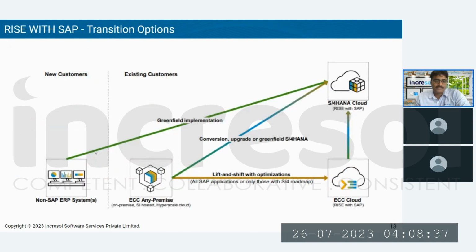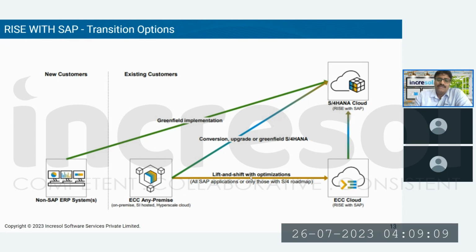So coming to RISE with SAP. What are the different options available? How can you go to the S/4HANA Cloud with the private cloud or the public cloud? If it is a non-SAP system, the only option is greenfield. In case of any on-premise system like your ECC on your own hyperscaler or your own data center, wherever it is, you can go with either the greenfield or the brownfield approach. Or if you're already on S/4HANA, you need to upgrade to the latest S/4HANA edition and go to RISE with SAP cloud, if you are below 1809 or 1909.